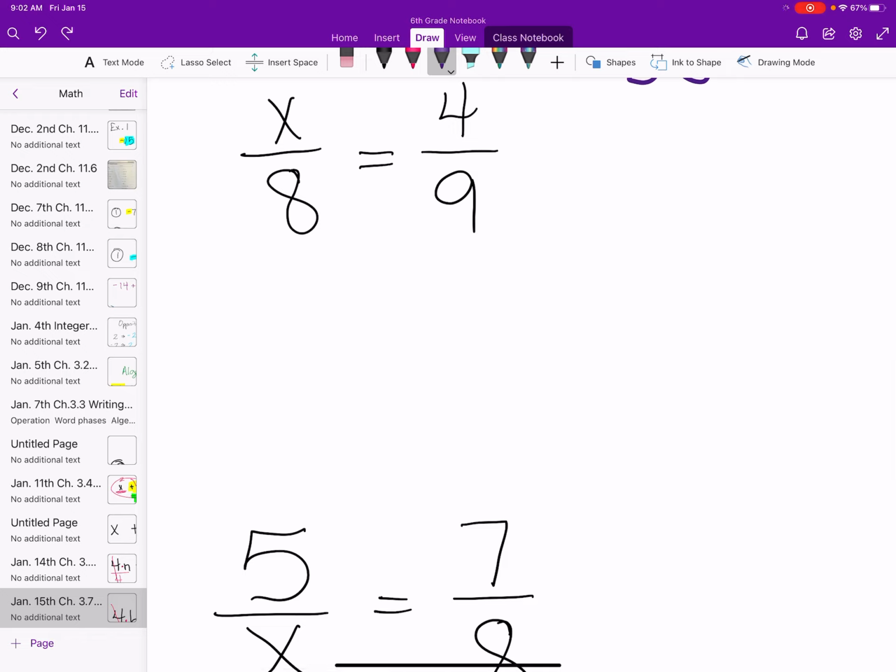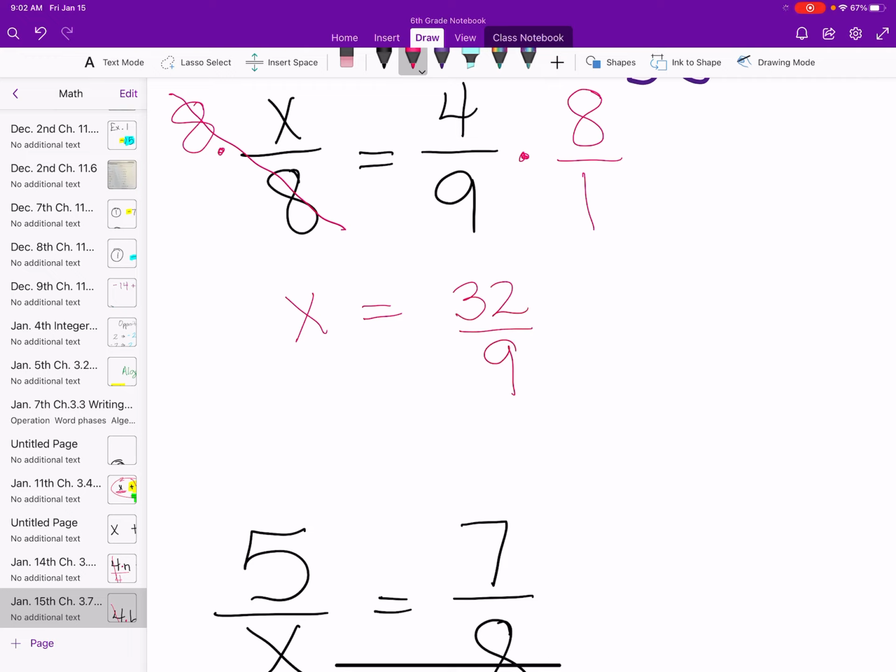x over 8 equals 4/9. This is like saying x divided by 8. The opposite of dividing by 8 is multiplying by 8. So I'm going to do that on both sides. When I do, this side cancels, and all I'm left with is x. I need to do it on my opposite side, so I'm going to times by 8, and I can put it in as a fraction as 8 over 1. Okay, so 4 times 8 is 32 over 9.